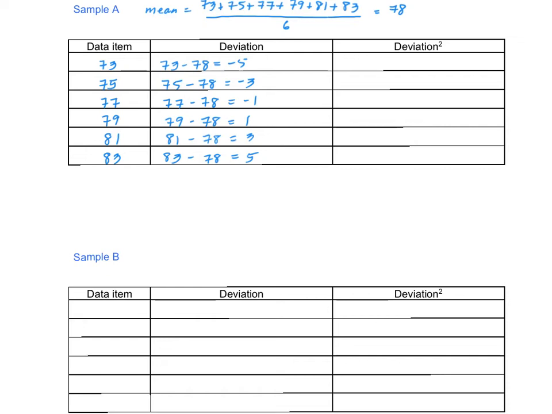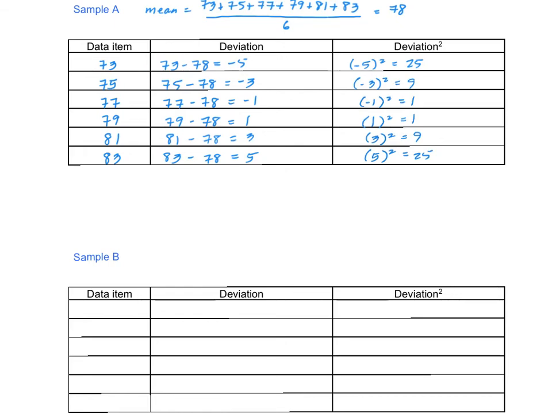The next thing is to square each one, so the negative 5 squared becomes a positive 25. The negative 3 squared becomes a positive 9. Negative 1 squared becomes positive 1. 1 squared is positive 1. 3 squared, positive 9. And then 5 squared would be a positive 25.